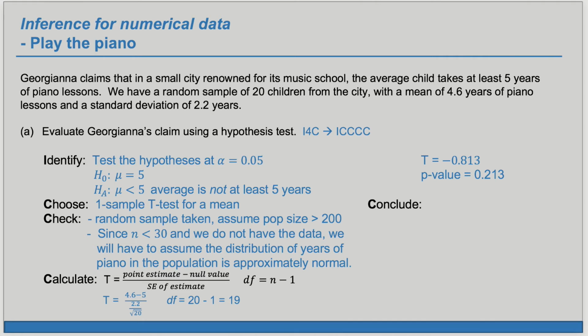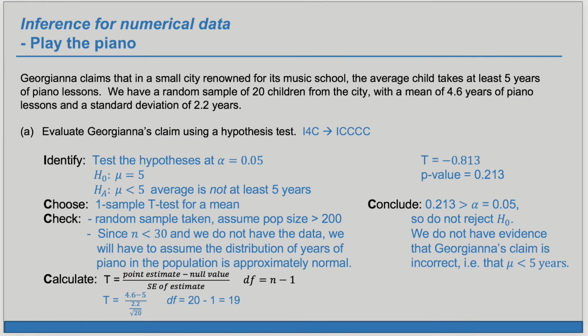So what we see is that the p-value is larger than alpha. It's larger than our significance level of 5%. And so because of this, we do not reject H sub O. If we do not reject H sub O, we do not have evidence for H sub A. So what we're saying in this problem is that we do not have evidence that Georgianna's claim is incorrect. We do not have evidence that the true average is less than 5 years.